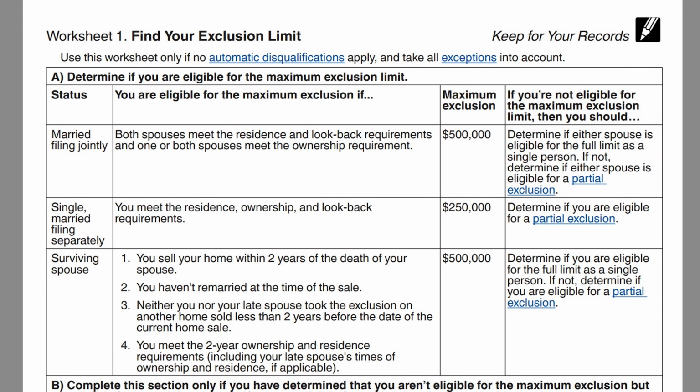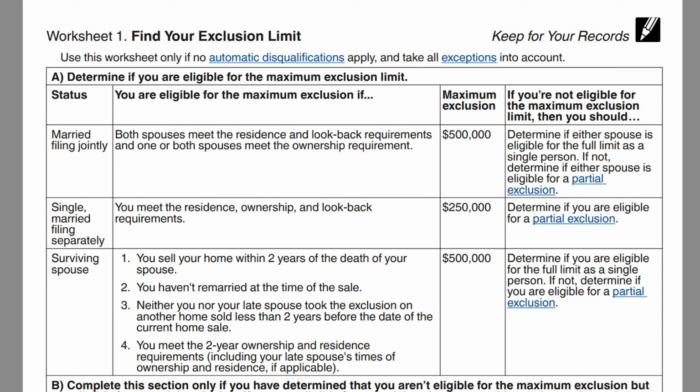In this video, we'll be going over the exclusion limit worksheet that you can find in IRS Publication 523, Selling Your Home. This is Worksheet 1 of Publication 523, and it helps homeowners calculate the exclusion limit if they need to calculate a partial exclusion.